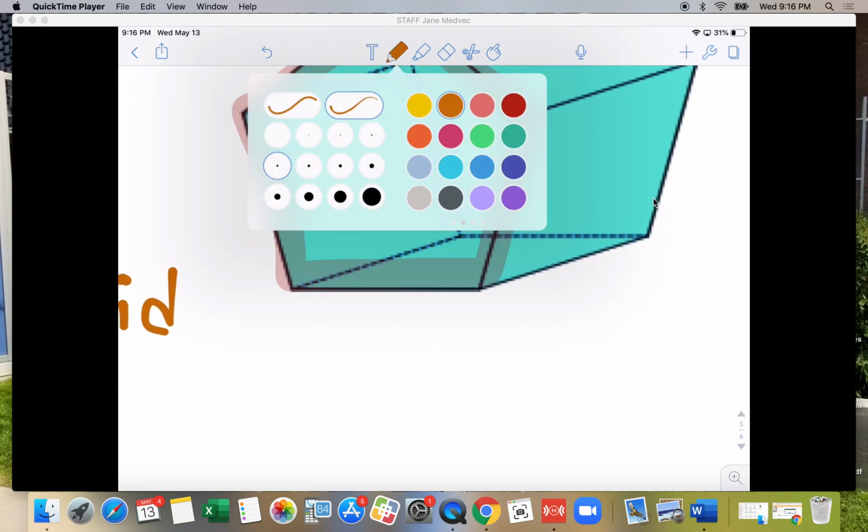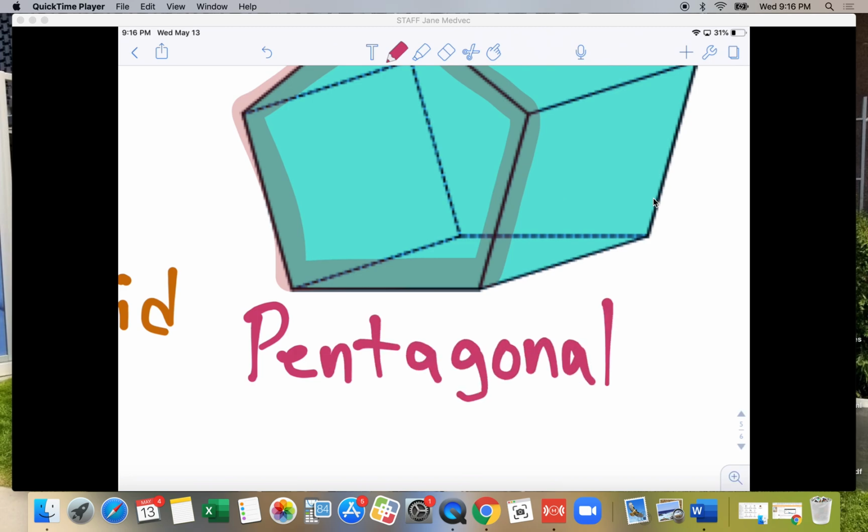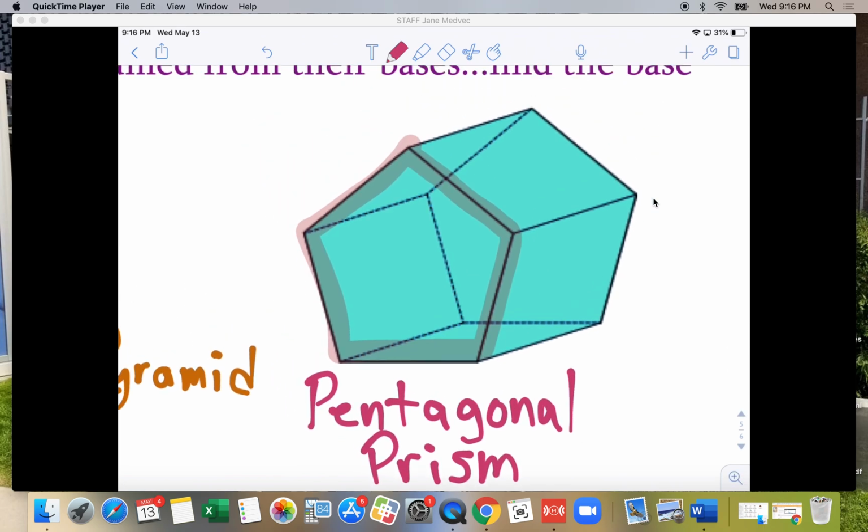So this would be a pentagonal prism. It's a prism because the sides are rectangles and the top and the bottom are pentagons. It just isn't sitting on its base, it's sitting on its side.